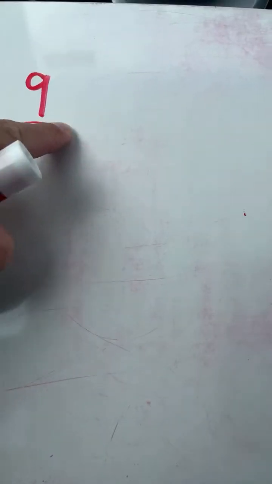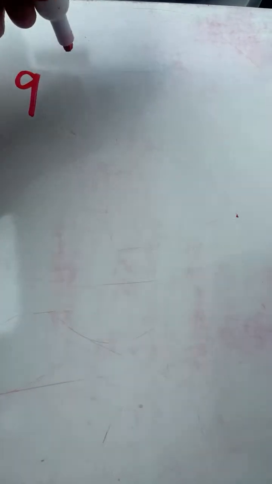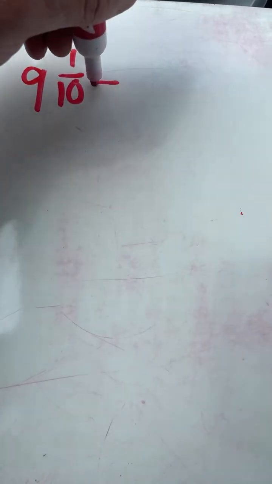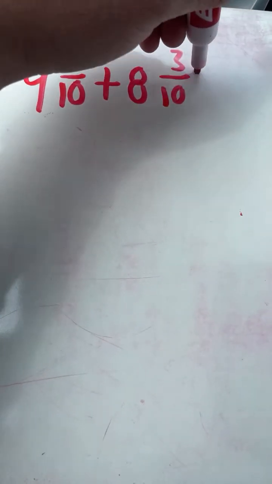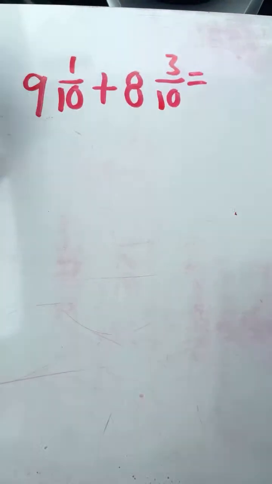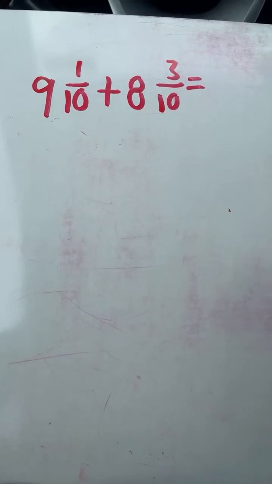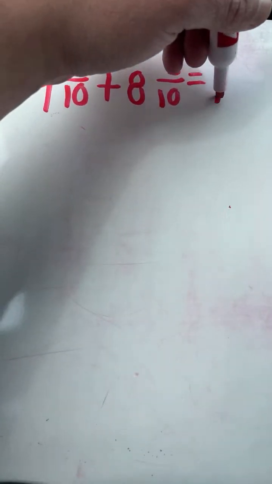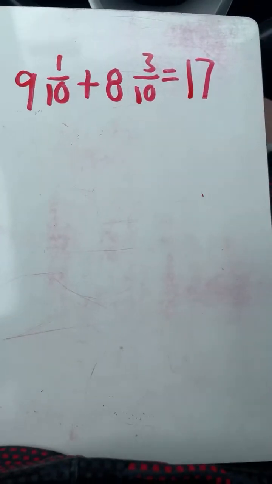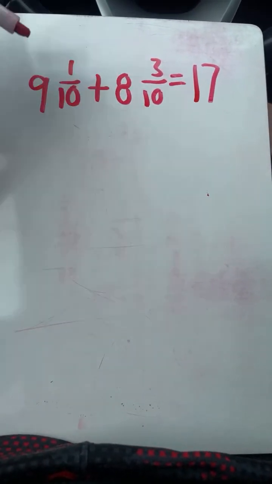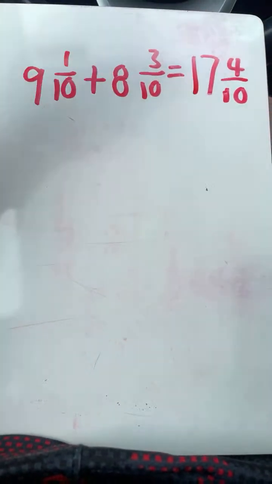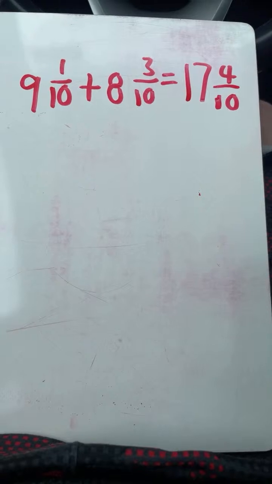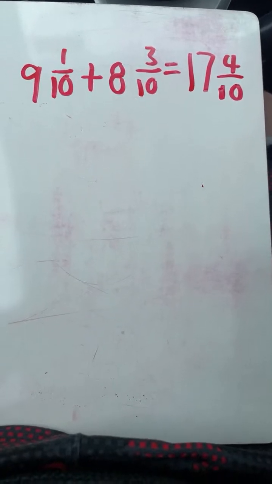Next example, 9 1/10 plus 8 3/10. Step 1, we add our whole numbers. 9 plus 8 equals 17. Step 2, we add our fractions. 1/10 plus 3/10 equals 4/10. And we have our answer. 9 1/10 plus 8 3/10 equals 17 4/10.